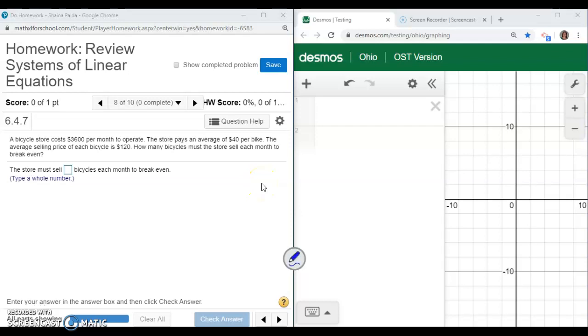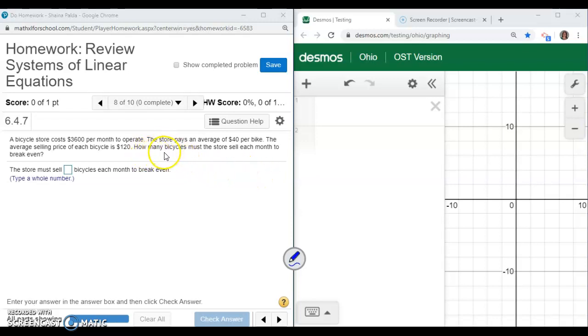Hey guys, I wanted to give you one more example to work on, this review of systems of linear equations. This is an example of a word problem, and I just want to help you set it up. It says a bicycle store costs $3,600 per month to operate. The store pays an average of $40 per bike. The average selling price of each bike is $120. How many bicycles must the store sell each month to break even?